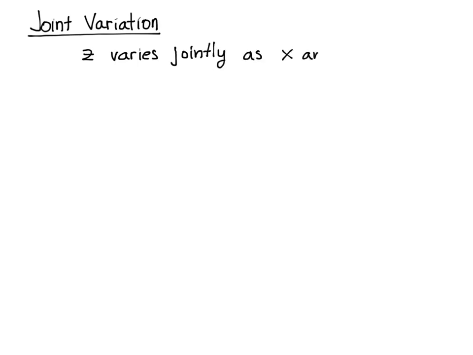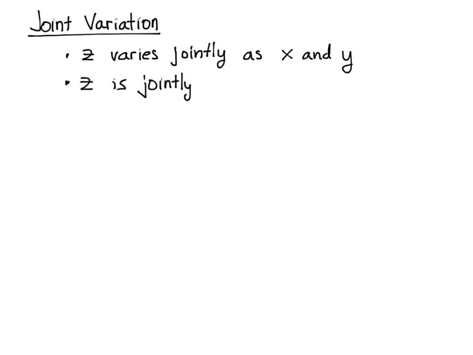So now we have the last kind of variation. We call this joint variation. And joint variation means that you have more than one variable. Like probably if you remember from chemistry, the ideal gas law is PV equals nRT. So you would say that the temperature varies jointly with the pressure and with the volume. Okay, so there's an example where you have more than one variable.